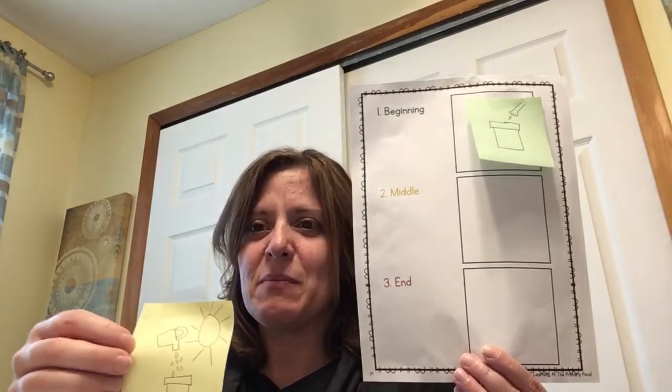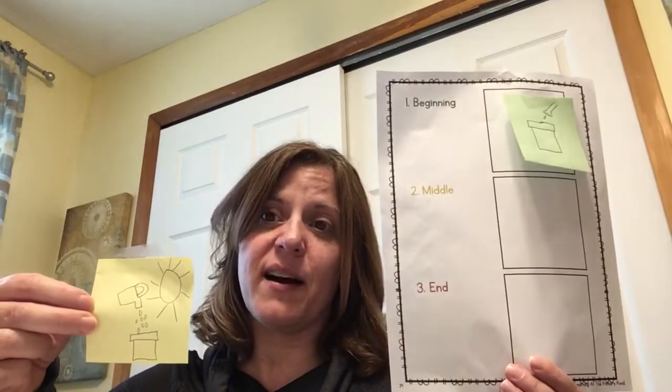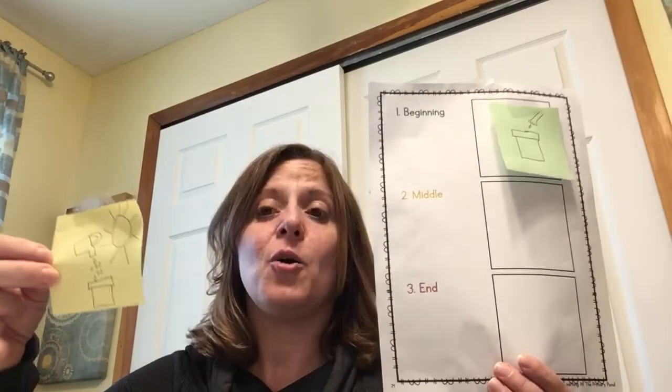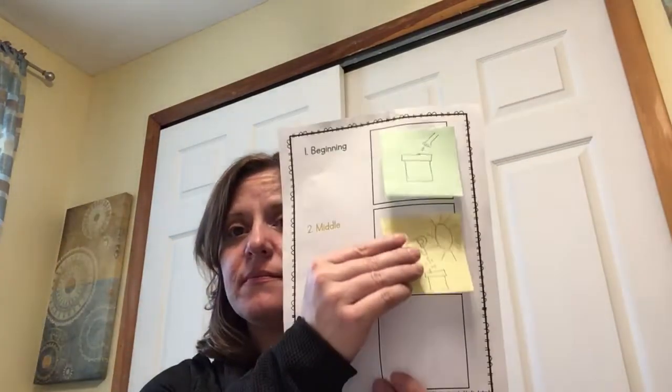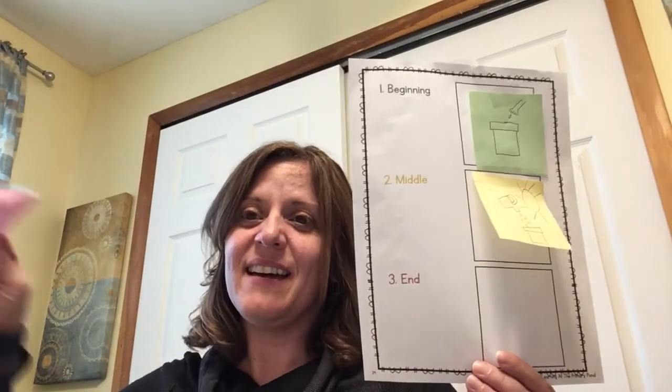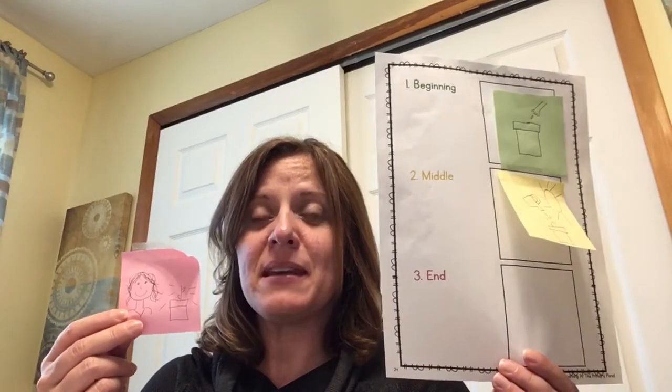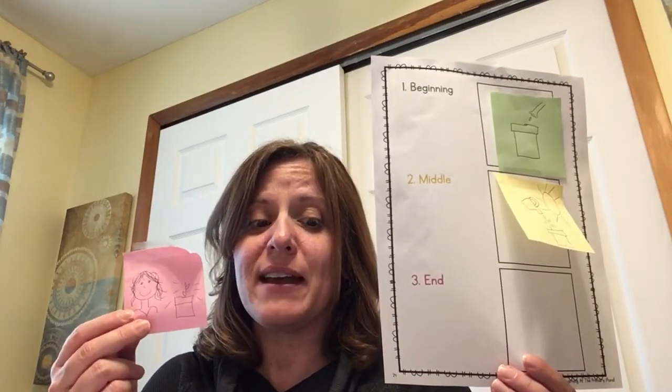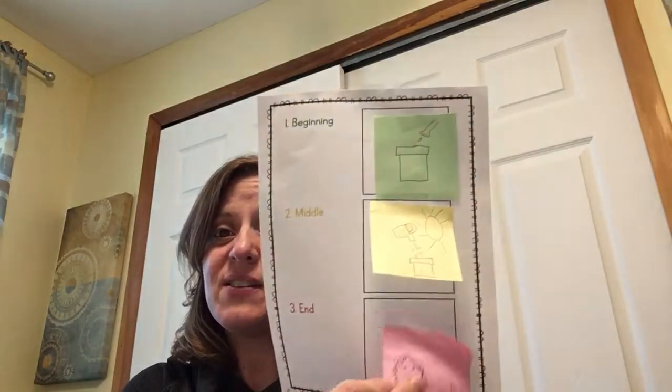So here's my middle part of my story, where I added the water and put it in the sun, hoping to help it grow. Okay, so put this right in the middle. All right, and then my ending part of my story, this was where I was happy because it started to sprout and grow. So there's the ending, okay?